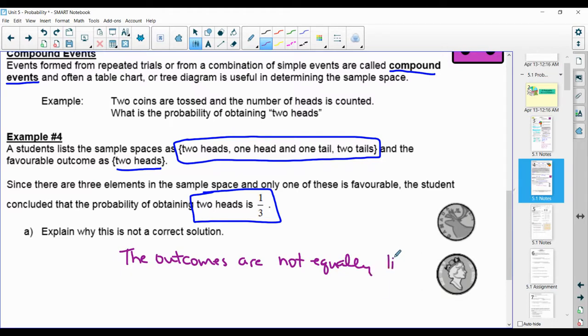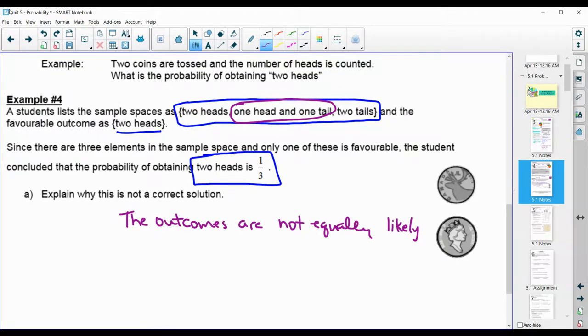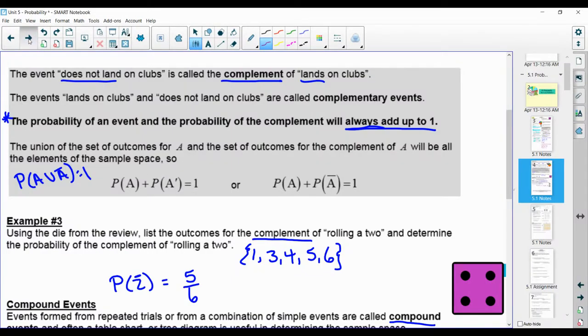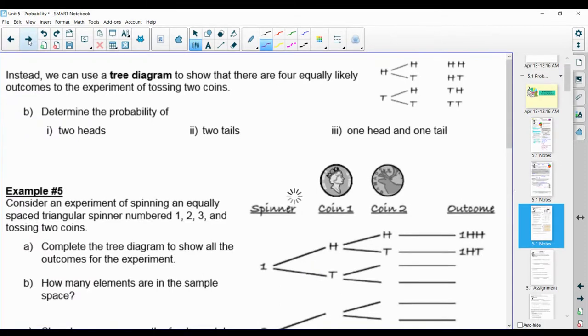And so if we were to write out our sample space correctly, and we'll do that here right away, if we were to list our sample space correctly, we would realize that the 1 head and 1 tail is more likely to occur than 2 heads or 2 tails. And so one way that we can set up a sample space is to create a chart. We can also use a tree diagram.